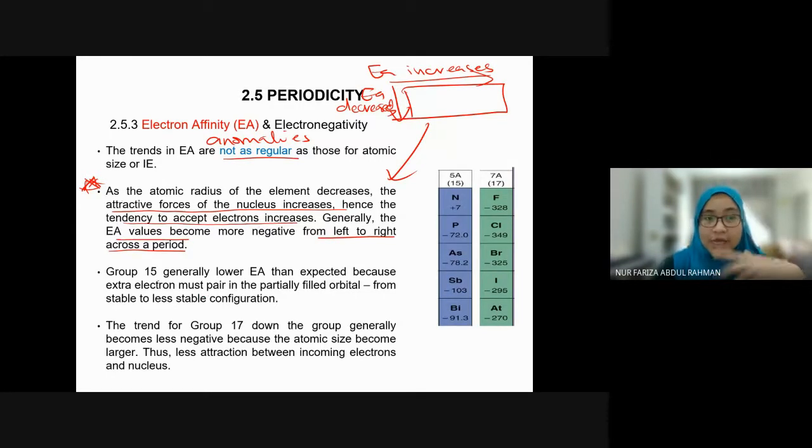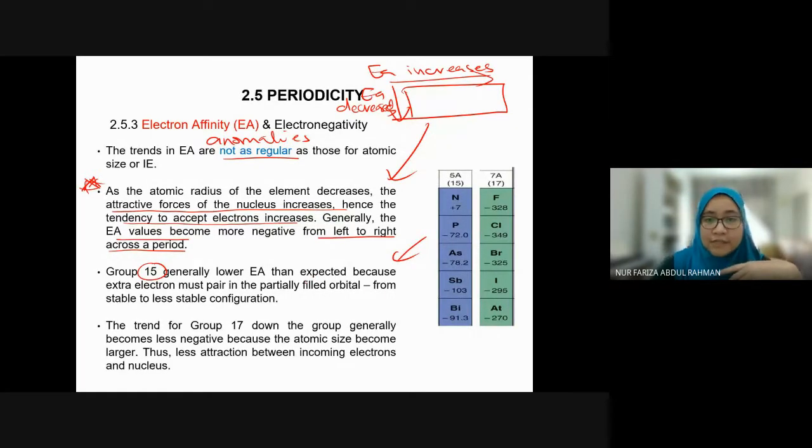However, we have anomalies: group 15 and group 2 again, the same as before. Again, it's all because of the stability of the electron orbital. Unfortunately, we do not have the orbital diagram here, but you can always draw it on your own, so that you get a better understanding rather than having all this explanation. You may use the orbital diagram from ionization energy and then apply it to electron affinity.